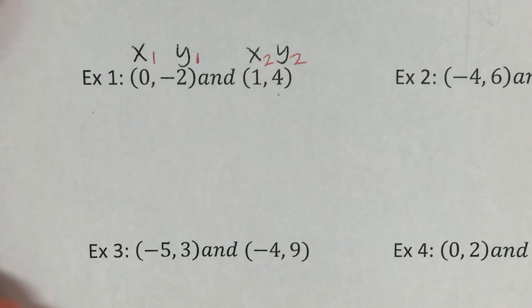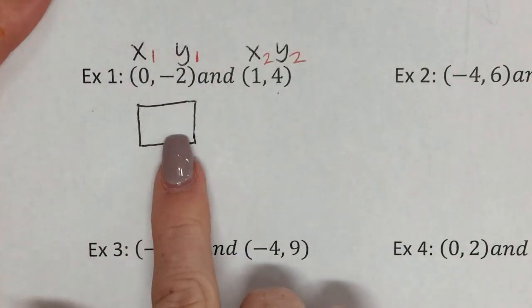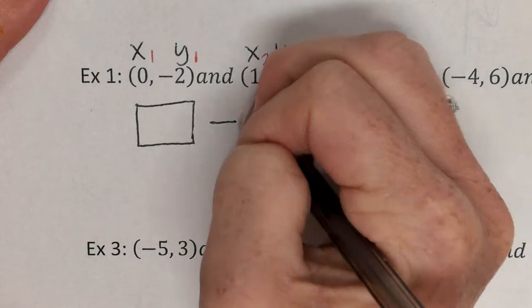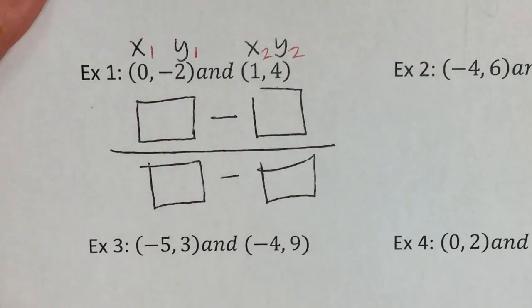Now you're going to do the box method because it's what I want you to do until you get comfortable. So draw a box, make it pretty big where you can put a number in there, minus a box, over a box, minus a box.